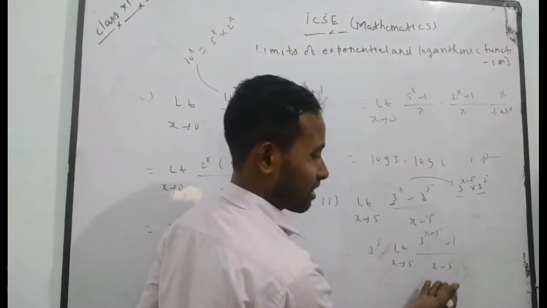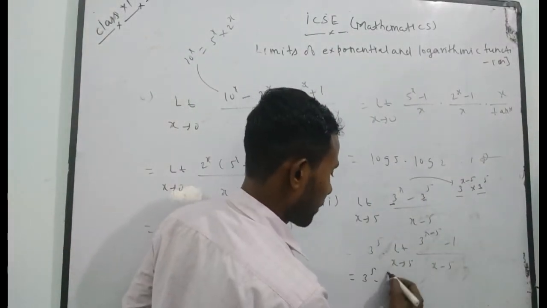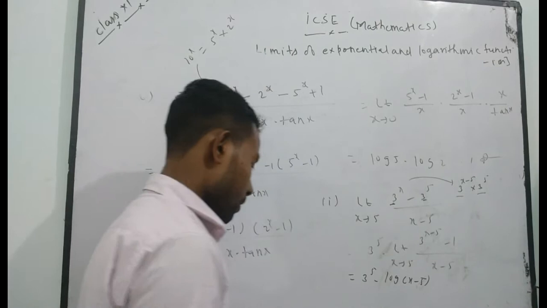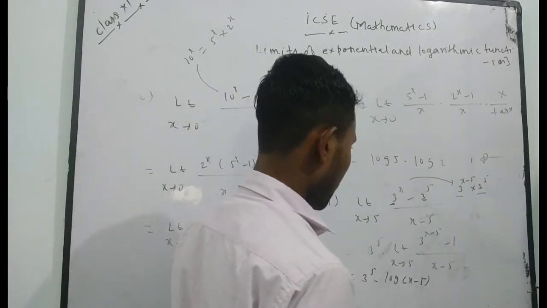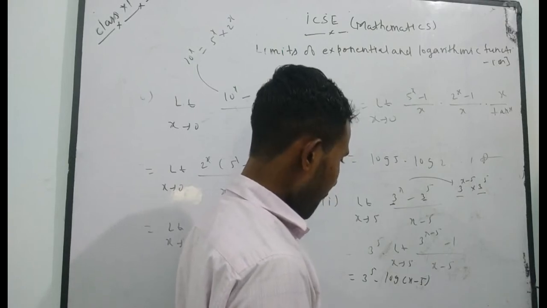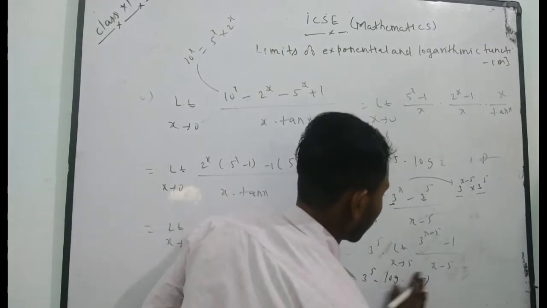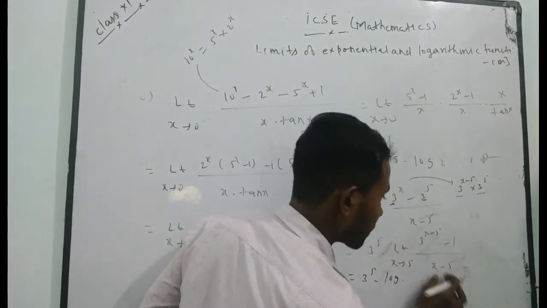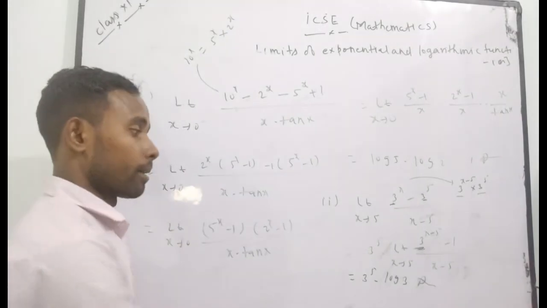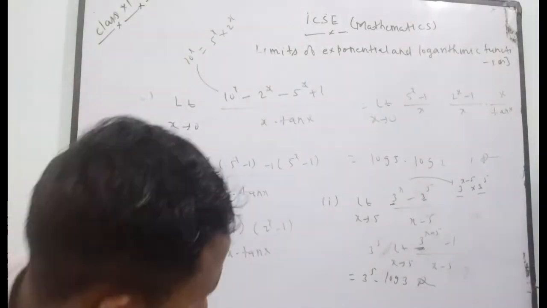This is nothing but a to the power x minus 1 by x, which will be log a. So you can write 3 to the power 5 into log 3, with x minus 5 in place of x. A to the power x minus 1 by x means log a. Here a is 3, so I have taken 3 to the power 5 into log 3. Now, this is a good problem.